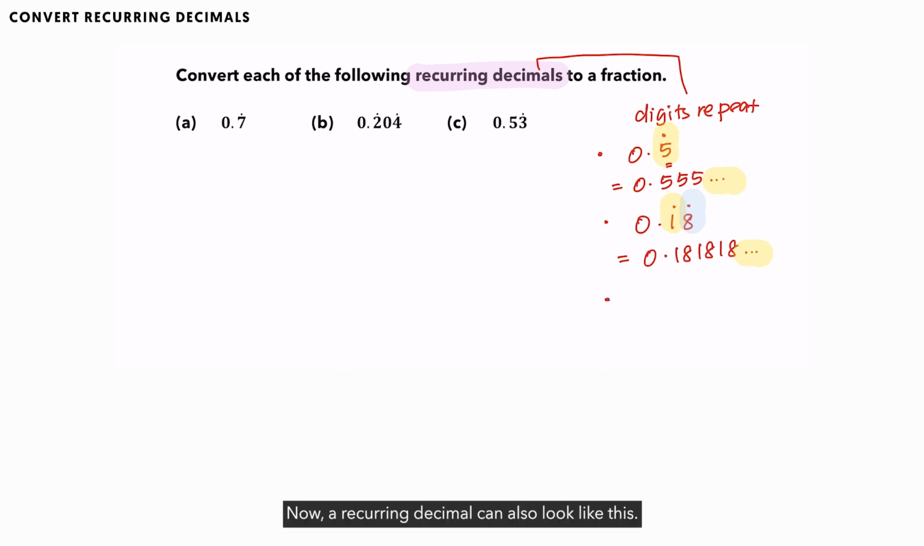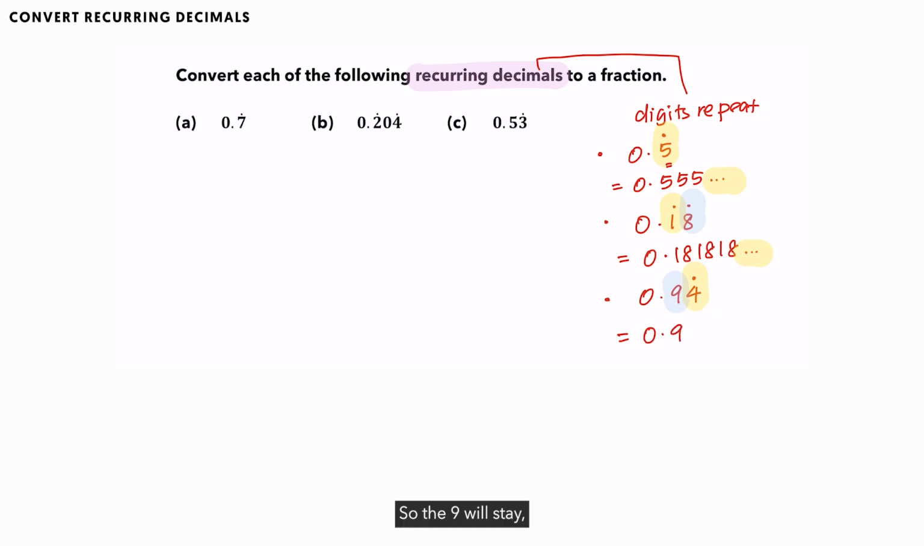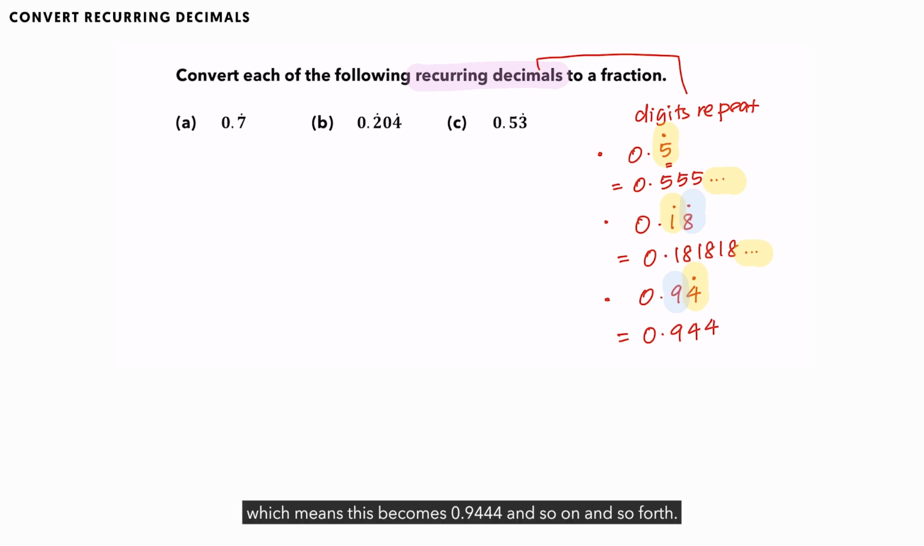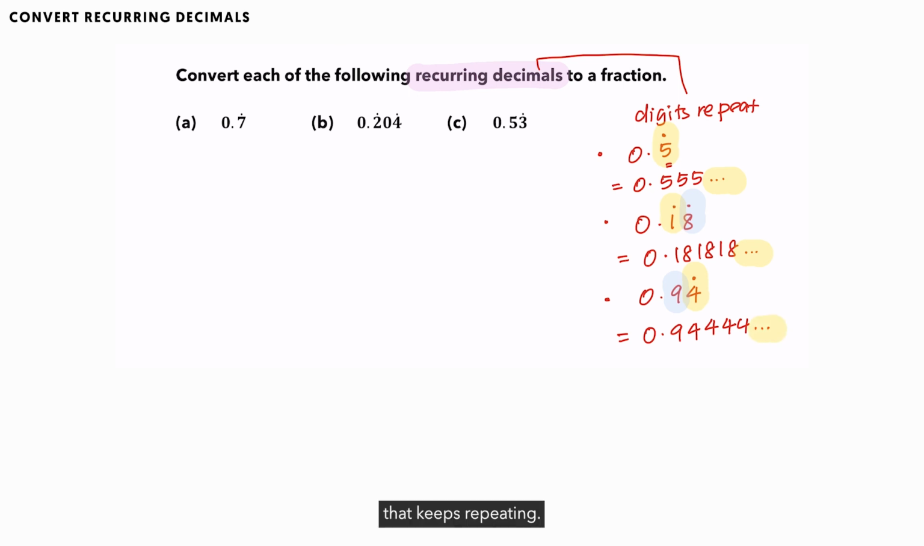Now, a recurring decimal can also look like this, 0.94 with just a dot above the 4. So what does this mean? Now, if you realize, the dot is only above the 4. But for the 9, there's no dot above. So the 9 will stay. It's not going to repeat at all. But after the 9, you see a 4 with a dot above, right? So this means that the 4 will continue repeating, which means that this becomes 0.9444 and so on and so forth. So the 3 dots here indicate the 4 that keeps repeating.